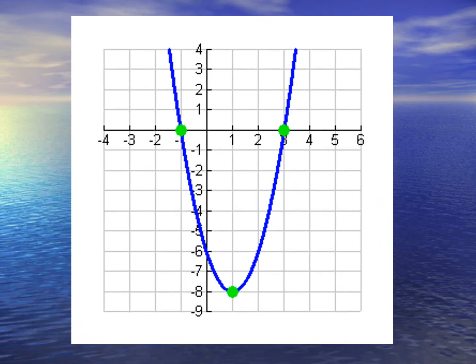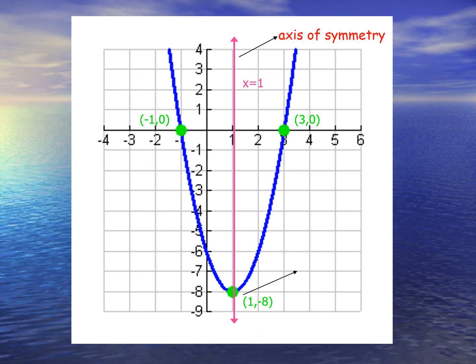So let us have a short recall. This is the axis of symmetry, this is the vertex, and these are the intercepts, okay?